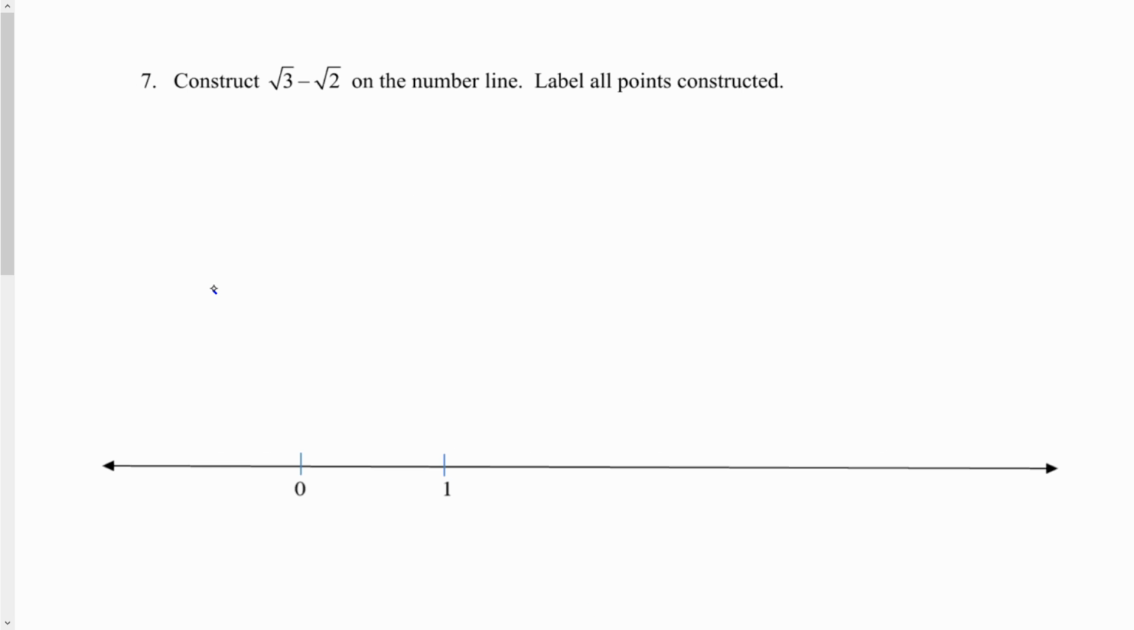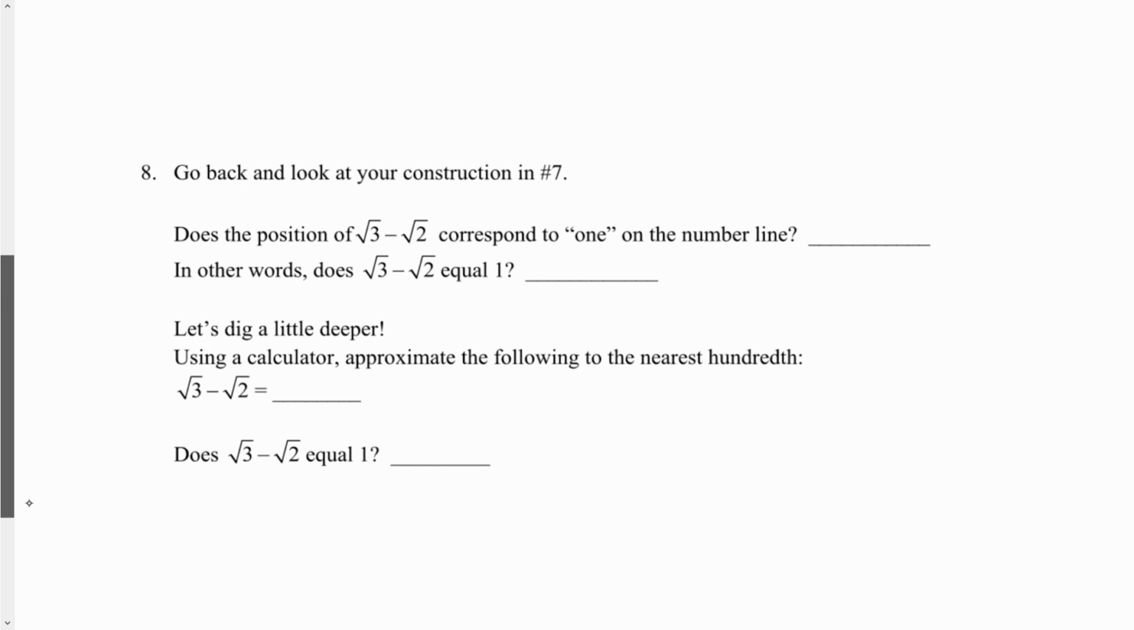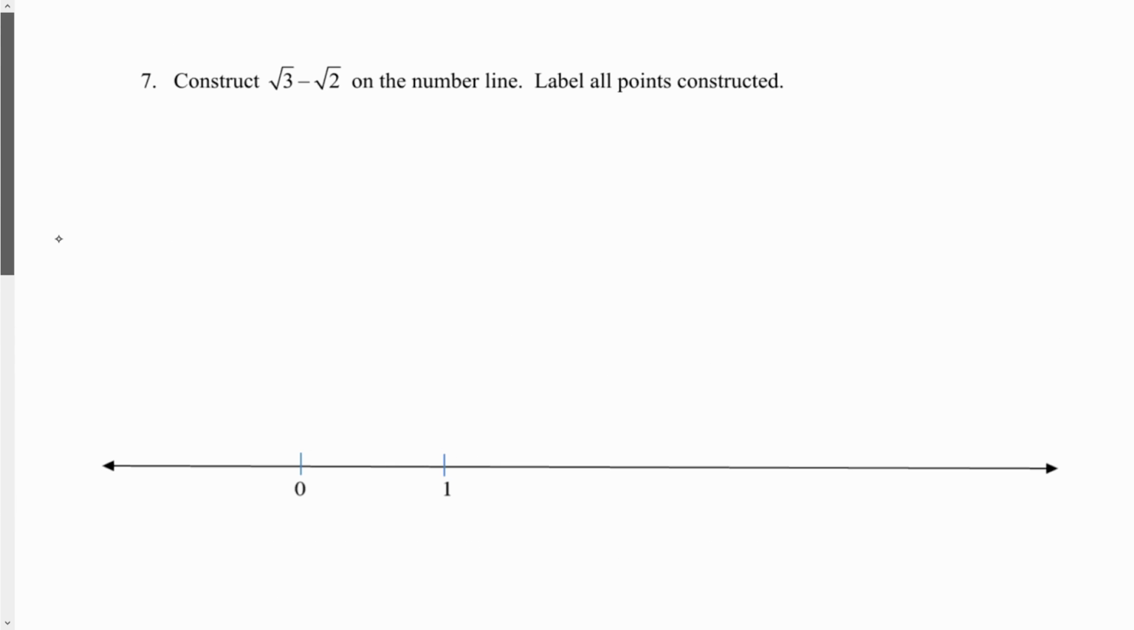And then on the next one here, you've got to construct root 3, which I already talked about, and root 2, which I already talked about, and then construct the difference. Okay, constructing the difference means you just subtract root 2 units to the left. And then after you do that, you can answer the following questions. So you've got to do some homework first.